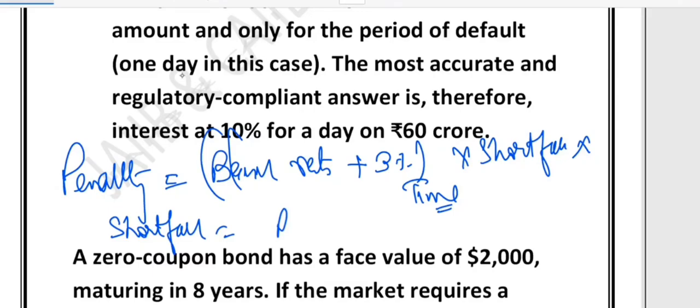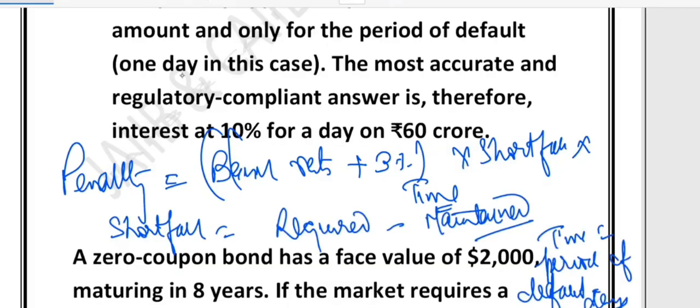And what is the time here? Time is the period of default, right? Time is the period of default. How to find the time? Very simple. Just divide days by 365. That will give you the time. I hope this is clear, crystal clear now.